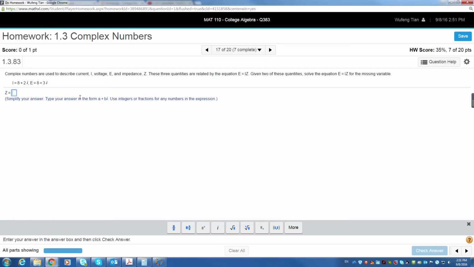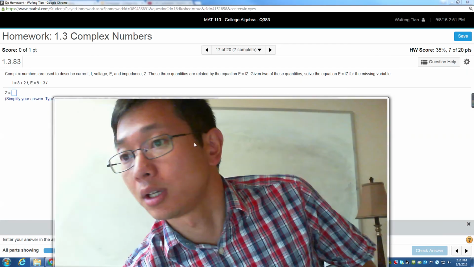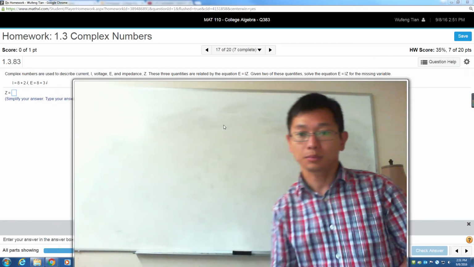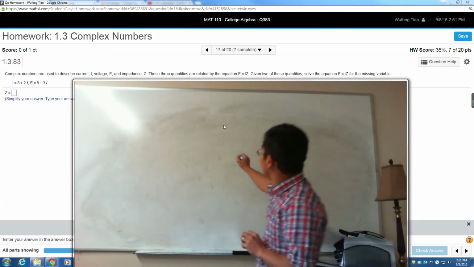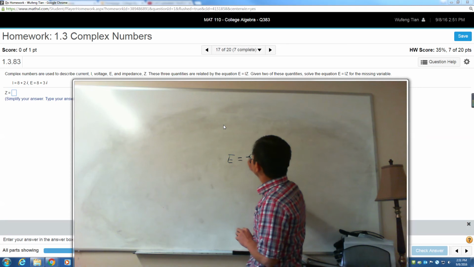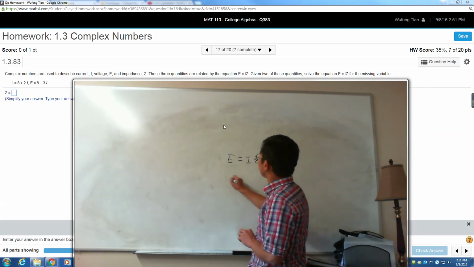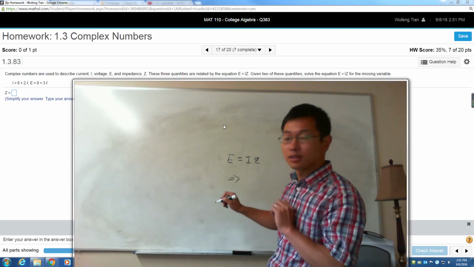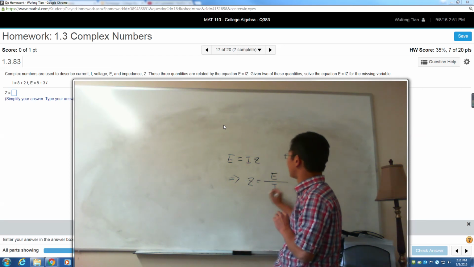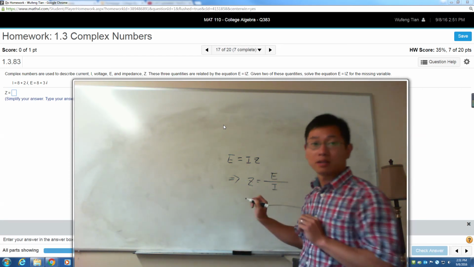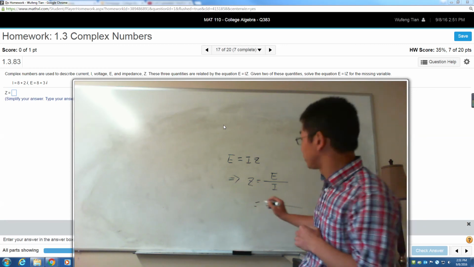Let me see, I need to shift this. Oh, do it here. So you have E equals IZ. Then, what did it ask for? Z equals E over I. E is given, 8 plus 3i.